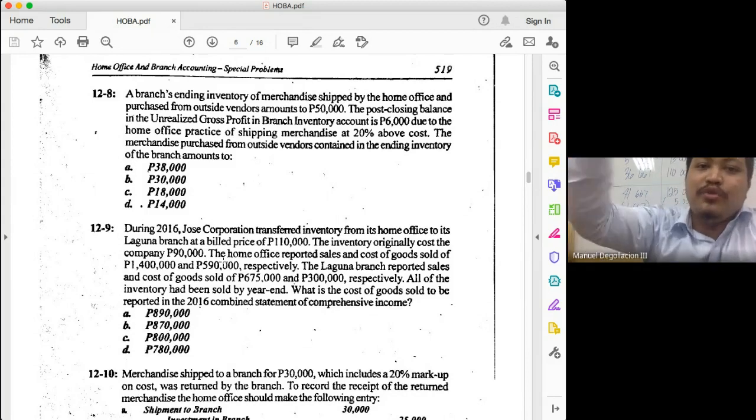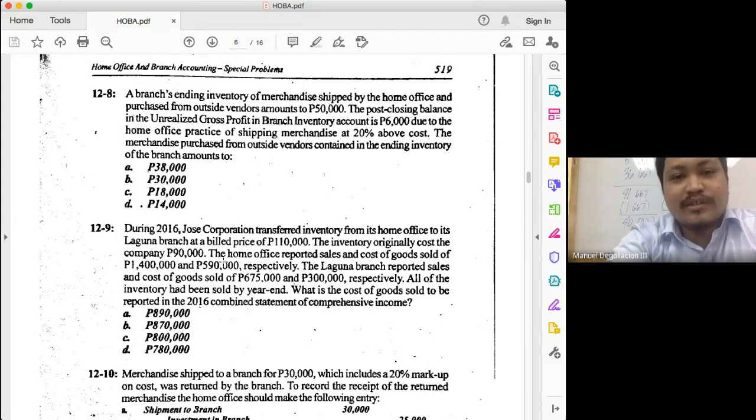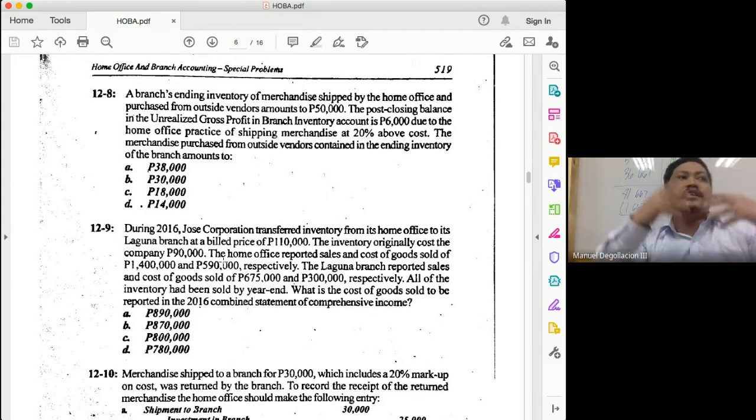Okay, so what do we do here? 6,000 represents the markup, correct? And the markup rate for the goods shipped by the home office is 20%. So what do we do? We divide 6,000 by 20%. And that will give you 30,000. Okay, and this is where students would sometimes get it wrong.